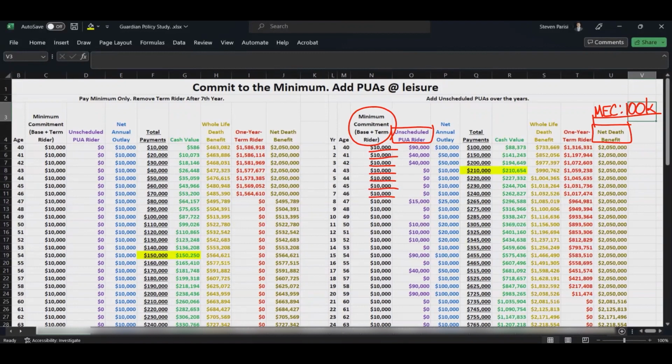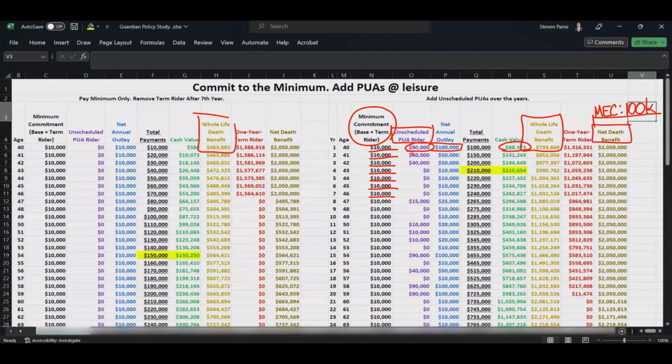Unscheduled PUA. So the first year adds in an additional $90,000 for a total of $100K out of pocket. There's his first year cash value, $88,000 and change. What you'll also notice, look at the whole life death benefit here. It's higher than the example over here.